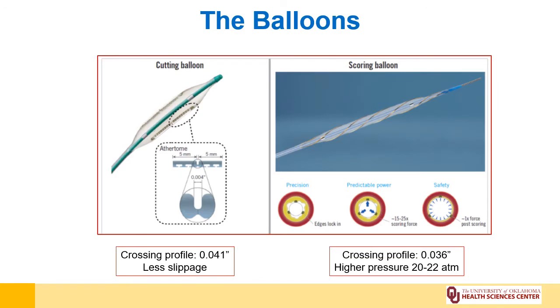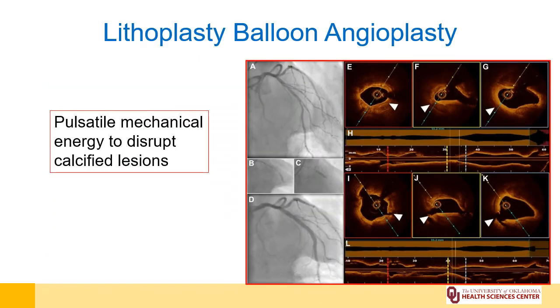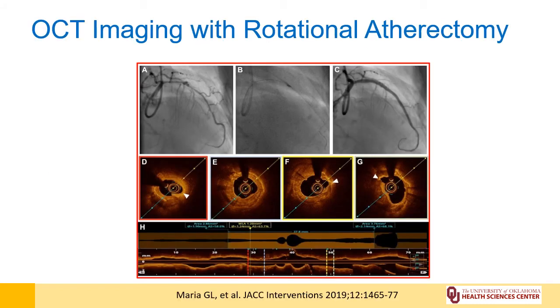Here are the various balloons that we use in these calcified lesions, the cutting and scoring balloons and their characteristics. Here are some results in in-stent restenosis, where the cutting balloon or the scoring balloon create these fractures in the calcified in-stent restenosis, and then with an optimal sized balloon, you can get a very nice angiographic result. Lithoplasty balloon is another specialized balloon which delivers pulsatile mechanical energy to disrupt these lesions and get an optimal result, as is shown in angiography here, and you can see the OCT results here as well.